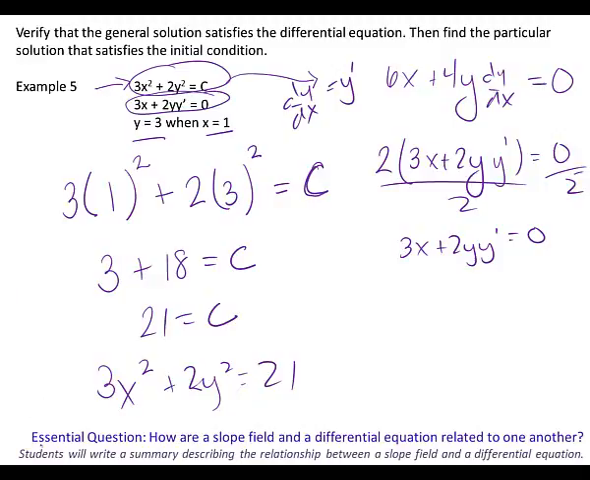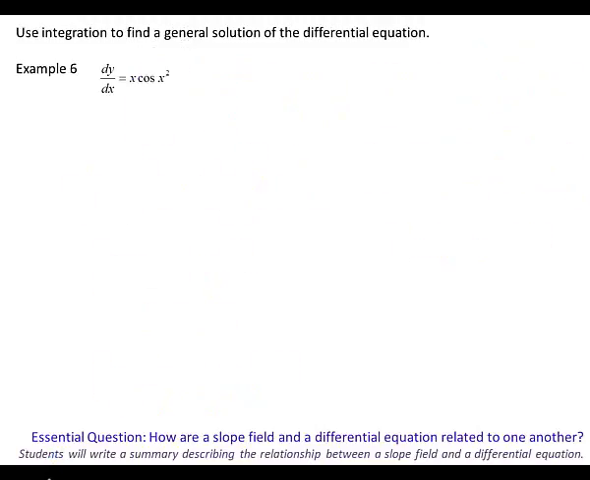Alright. We good? Example 5? Alright. We're going to switch gears a little bit. We're going to use integration to find the general solution of the equation, so this isn't anything new probably. I'm going to move the dx to the other side. So x cosine x squared dx.